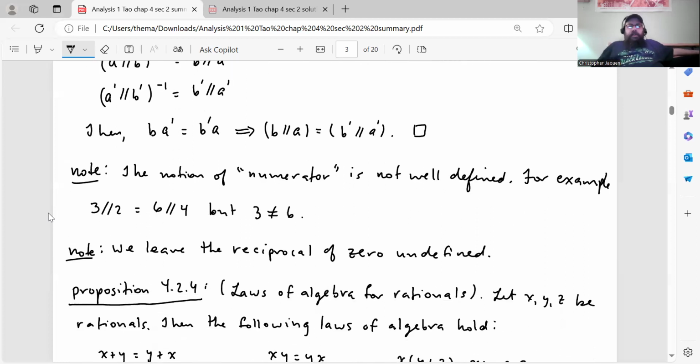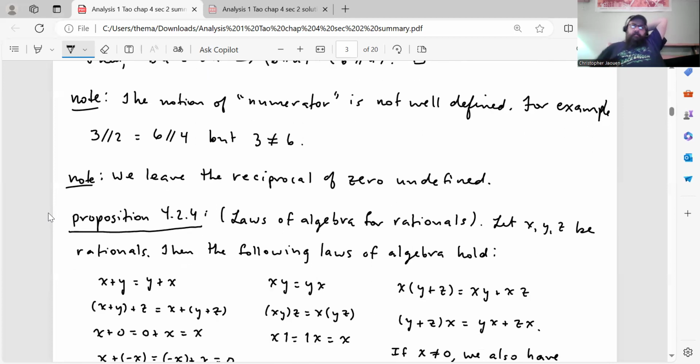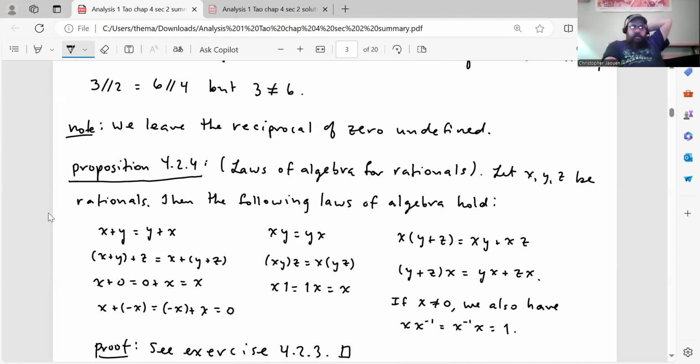Okay, note the notion of, quote unquote, numerator is not well defined. For example, 3//2 is in the equivalence class 6//4. They're the same equivalence class, but notice that the numerators 3 and 6 are not equal. All right. And then I guess he just has a note here. We leave the reciprocal of 0 undefined, right? You're not allowed to divide by 0.